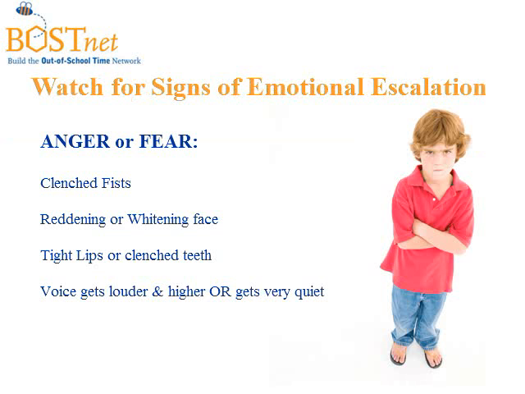At this point, you might be wondering, okay, I know it's important to watch for these signs of emotional escalation, but what is it exactly that I'm watching for? In answer to that question, there are a number of observable signs that showcase that a child is becoming angry or uncomfortable. Clenched fists, a reddened or whitening face, tightened lips or clenched teeth, and a change in the tone and volume of a child's voice are all physical signs that a crisis might be coming.